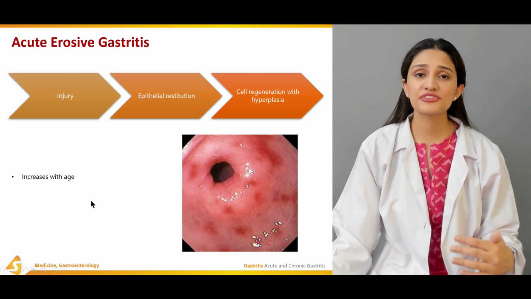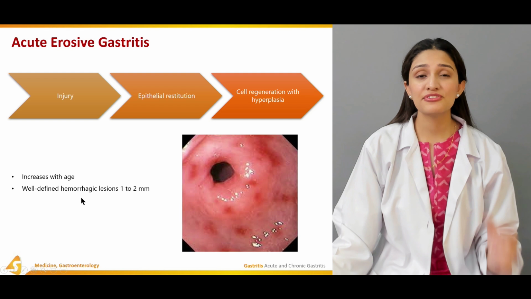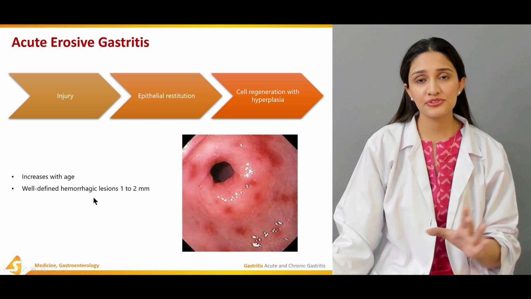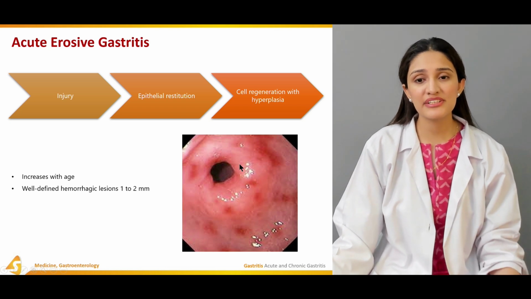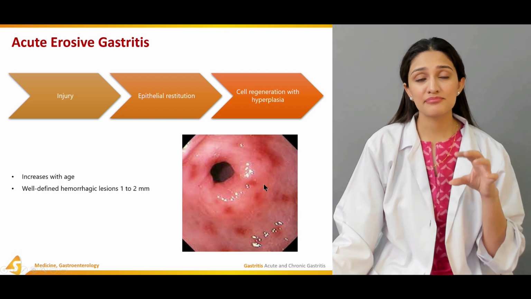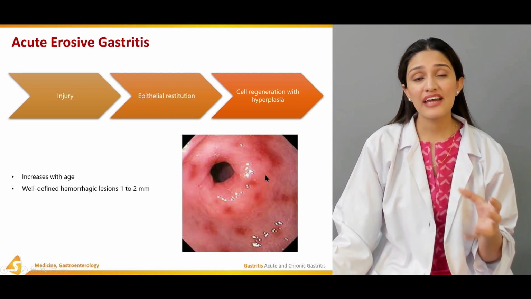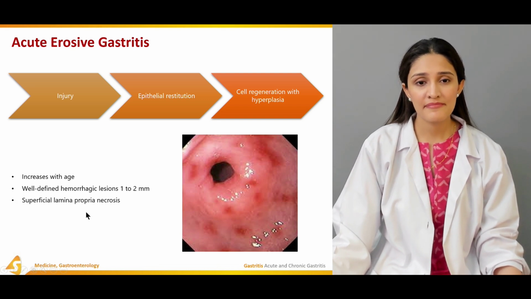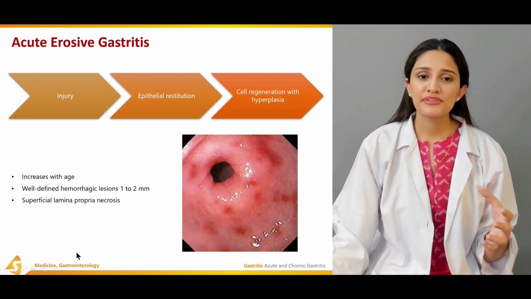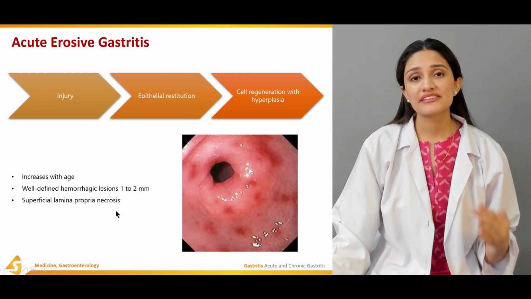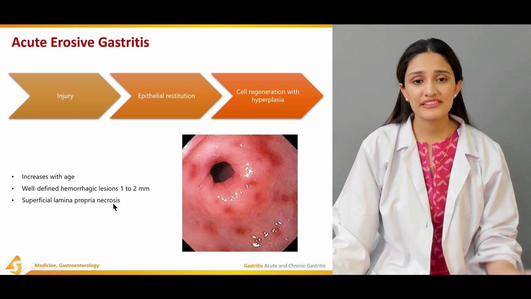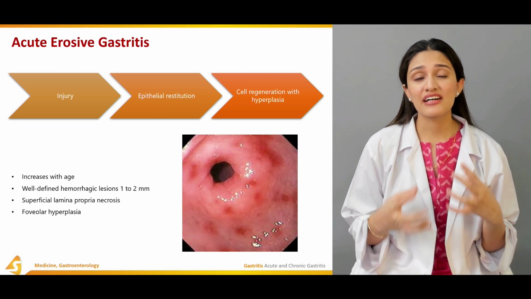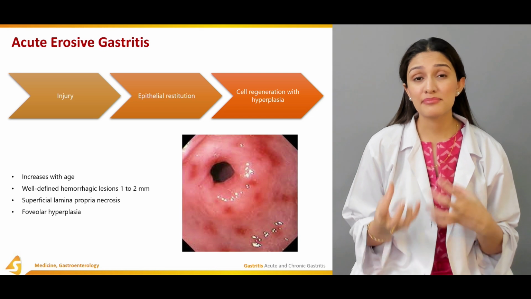This sort of gastritis usually increases with age, and if you see more grossly, it has well-defined hemorrhagic lesions, which are around 1 to 2 millimeters. If you see endoscopically, as in this picture, the mucosa consists of red streaks and subepithelial hemorrhages that are very visible through the endoscope. The superficial lamina propria necrosis also occurs in a later, more advanced stage. And there is also a foveolar hyperplasia, which is a hyperplasia consisting of epithelial cells.